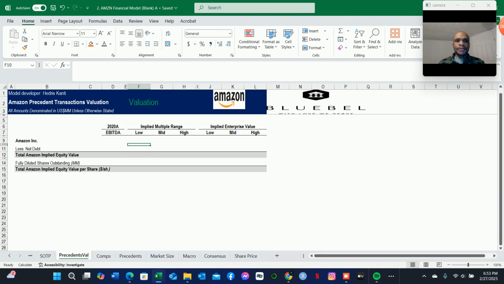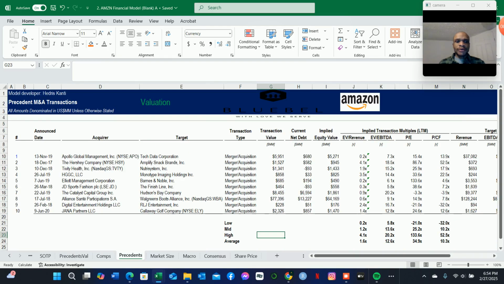Now let us continue modeling our precedent transactions. So it's a primary valuation measure. So we can go to the precedent transactions section. Here we have the low, mid, high, and average. And we have the multiples here, EV to revenue, EV to EBITDA, price to earnings multiple, and we also have here the price to cash flow. So we can use each of these multiples to determine the implied enterprise value for Amazon.